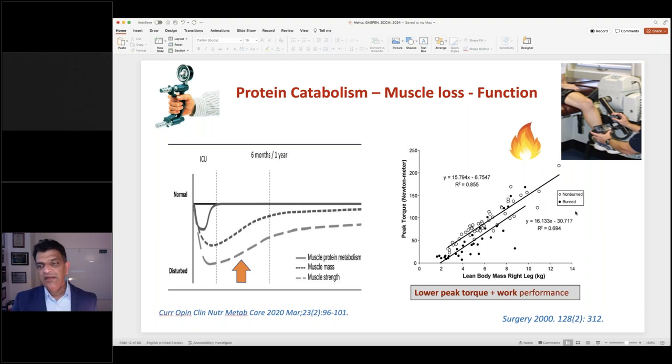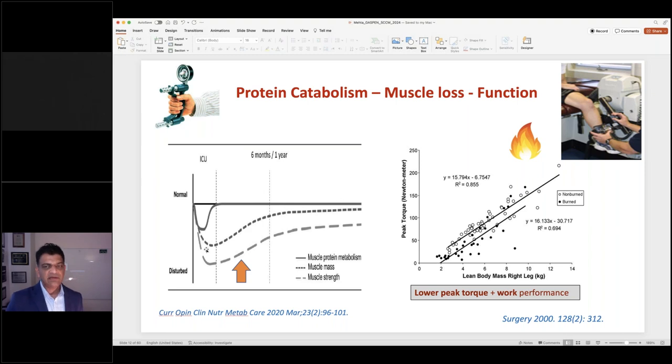And these are measured by dynamometers, which you see a picture of on the right top corner. Essentially, what it illustrates is that in burn patients as well as patients who are healthy, muscle mass is related to function. And if you now look at your left, this depicts that in certain cases, for example in burn injury, the time to recovery. So here you can see in the solid line is the muscle protein metabolism. It takes a while for it to get back to normal.